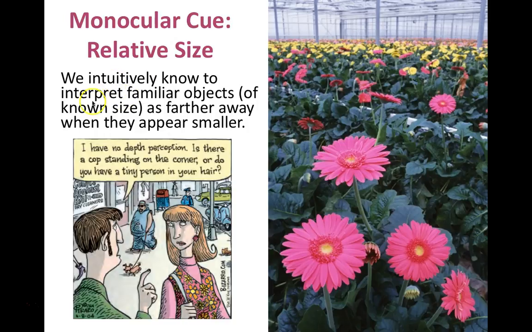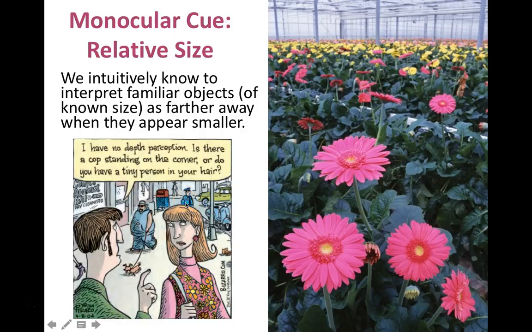So the classic little cartoon: I have no depth perception. Is there a cop standing on the corner, or do you have a tiny person in your hair? If you had no depth perception, this cop is going to make a much smaller impression on your retina than this woman, and so the cop's going to look tiny. And just as close, if you had no depth perception. But we know about relative size.